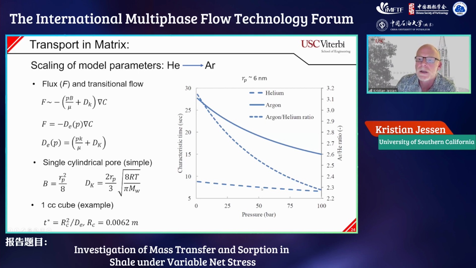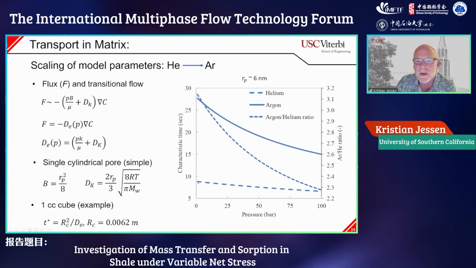So here we see the characteristic time for helium in a 1 cc cube, just for fun. The characteristic time is less than 10 seconds if your pore is roughly 6 nanometer in diameter, radius here. And that of argon is slower. So this tells us two things. Going back to the kinetics of adsorption, things go really fast if you have a 1 cc cube, even though you have very small pores.